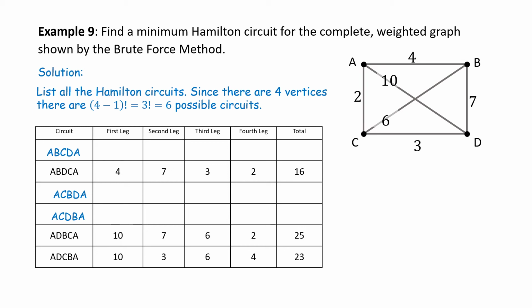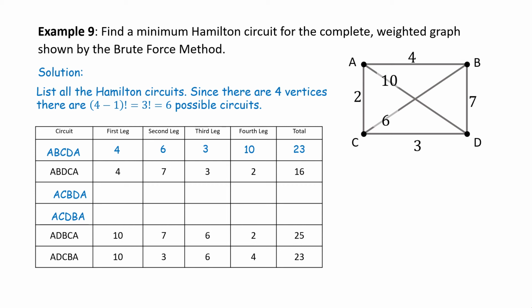Now let's write the weights of each leg. From A to B, it's 4. From B to C, we've got 6. From C to D, the weight is 3. And finally, the last leg, that would be D to A, that's 10. The total is 23. Let's do this for A, C, B, D, A as well.